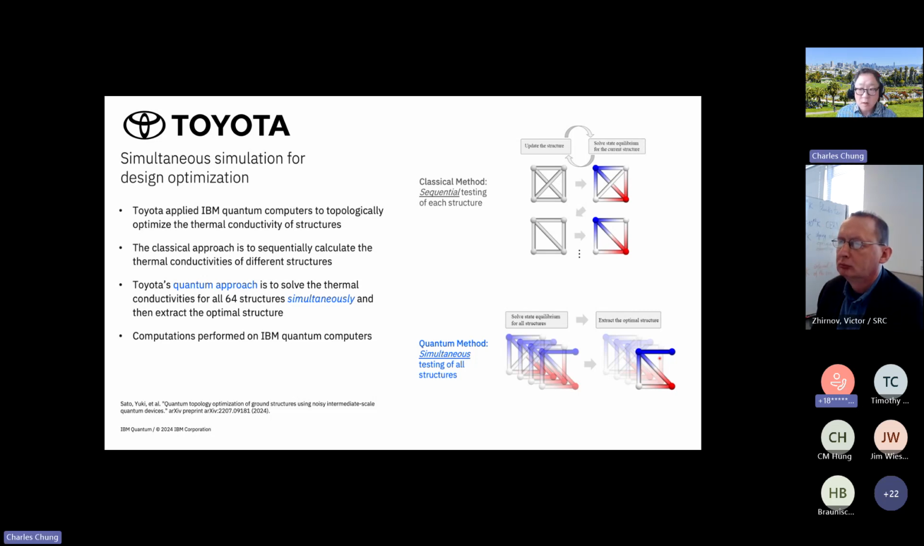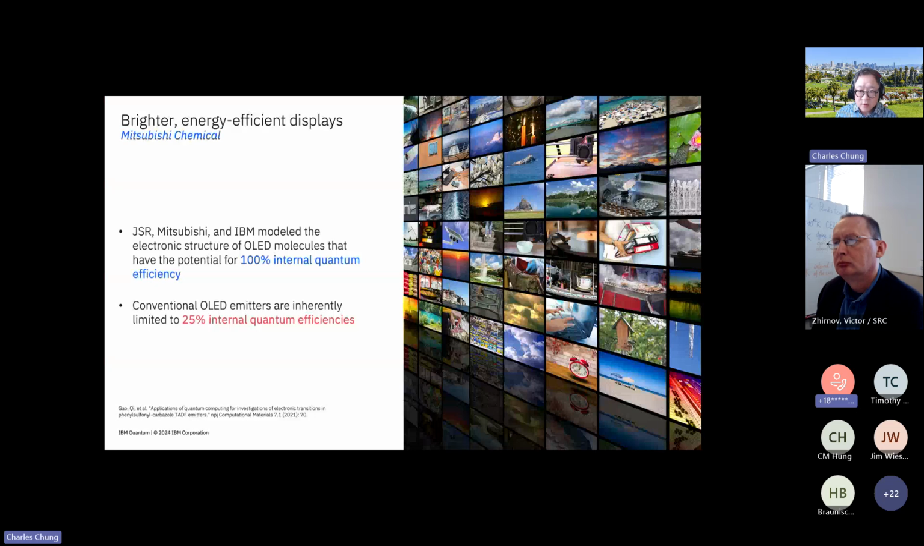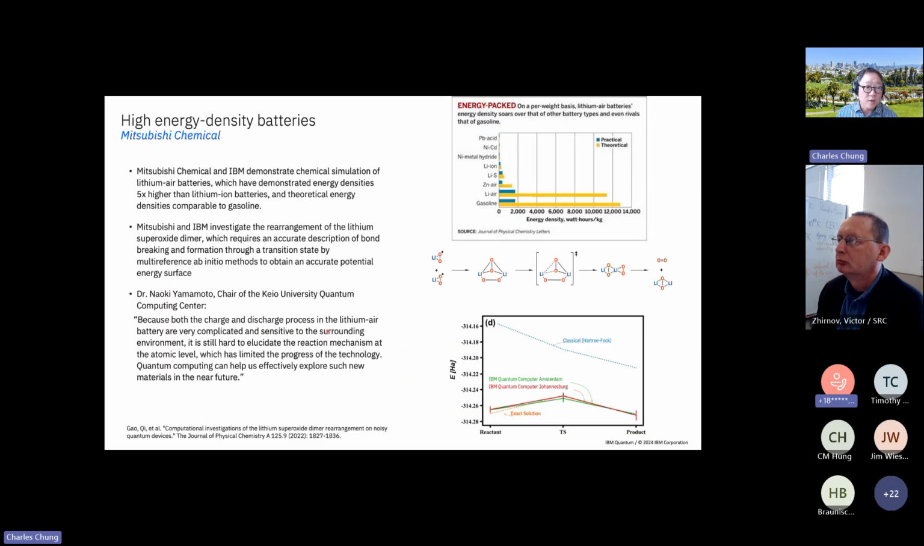Okay, so let me cover my last section, which is the nearest term application area, chemical and material simulation. This is about new materials, which often result in the highest jumps in cost performance curves. An example here is displays. We're working with Mitsubishi Chemical on modeling OLED light emitters that have 100% internal quantum efficiency versus standard light emitters, which have 25% internal quantum efficiency. So a 4x jump in efficiency. We're also working with Mitsubishi Chemical on advanced batteries.